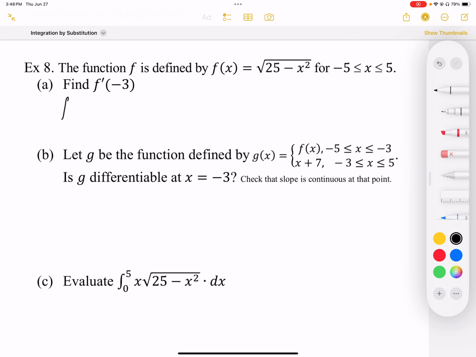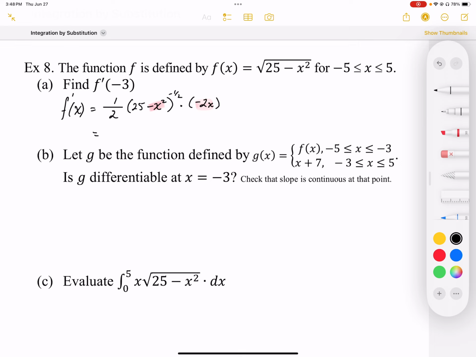So the first thing I'm going to do then is find the derivative, f prime of x. When I differentiate this, I'm going to first of all differentiate the power. So 1/2 times 25 minus x squared to the power of -1/2. And then I'm going to apply the chain rule. So I'm going to times by -2x because there is an inside embedded function here that I need to apply the chain rule to.